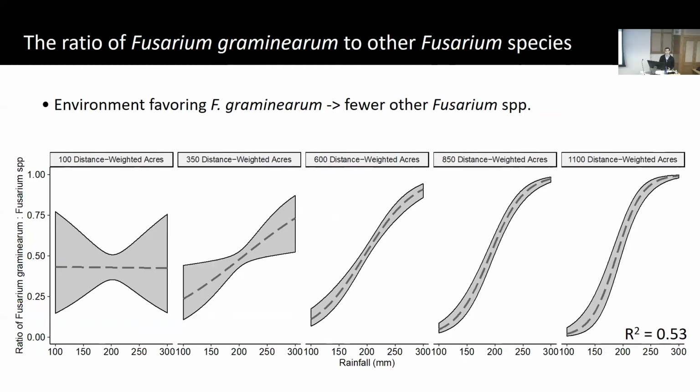And this is probably because graminearum produces those aerially dispersed ascospores and none of the other grass-associated Fusarium species are known to do this. So higher rainfall would especially benefit graminearum over other Fusaria.